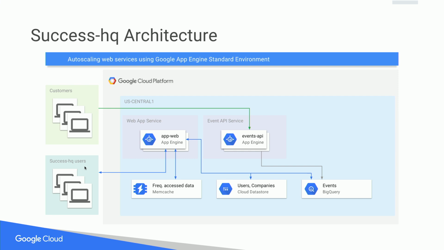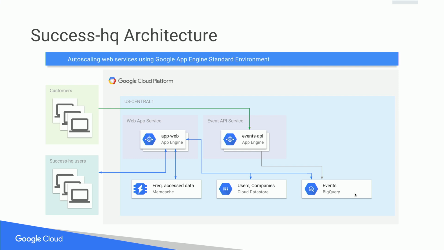Then the folks who are using the Success HQ product, these are the CSMs, they actually hit a web application which renders the front end as well as all the data visualizations. And this front end can read data from a Memcache service, which is an in-memory data store that is shared across all of the front end servers. It reads and writes information about users and companies into Cloud Datastore, which is a NoSQL database. And it reads all of the necessary information to render the dashboard widgets from BigQuery.